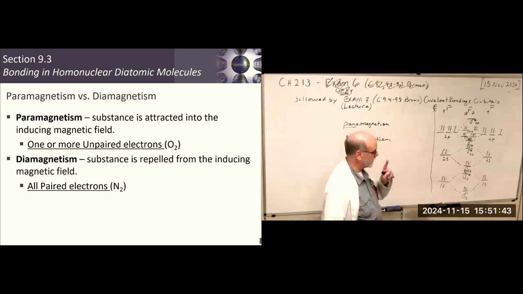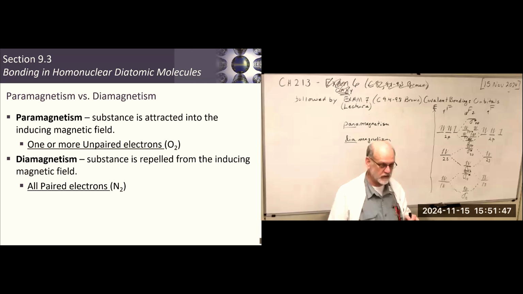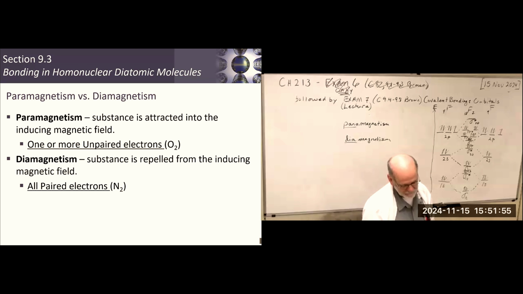You only need 1 unpaired electron to get paramagnetism. 2 unpaired electrons will give you a stronger paramagnetism, and consequently 3 or 4 unpaired will give you more, I don't know about 4 or 3. 2 is as much as I can think of.